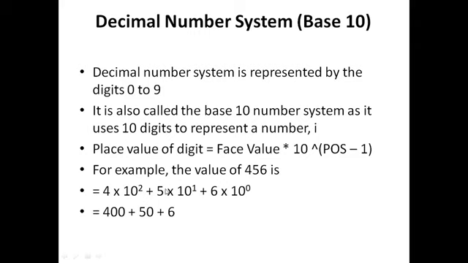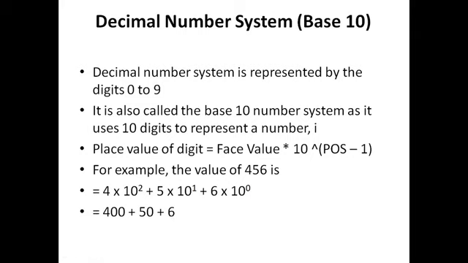And then we have 5, which is in the second position. So 2 minus 1 is 1, and 10 power 1 is 10. And 4 into 10 power 2, since its position is 3, so 3 minus 1 is 2. So 400 plus 50 plus 6, this number is represented as 456.